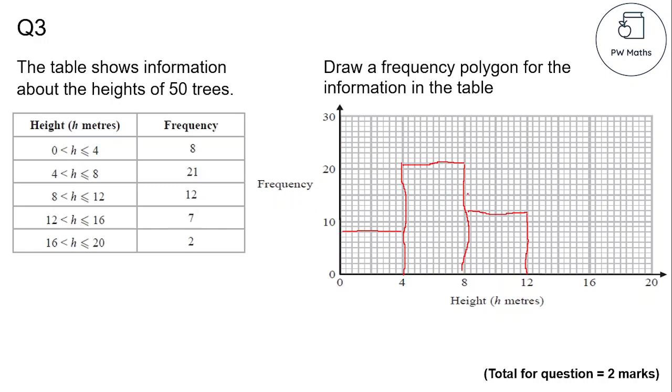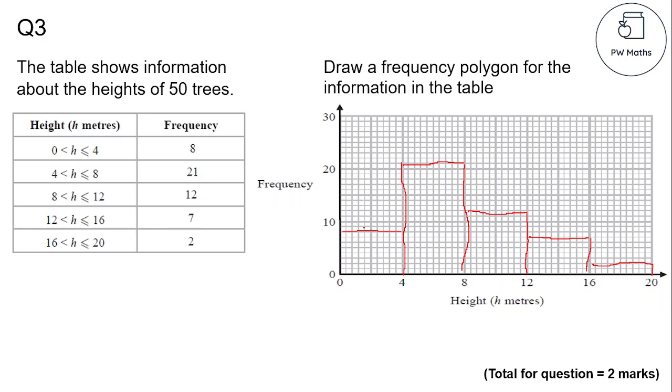Between 12 and 16 it goes up to 7. 1, 2, 3, 4, 5, 6, 7, and yes, if you plot it at 8 they will take a mark off you. And the last one from 16 to 20 goes up to 2. That technically is not getting any marks, because you're not supposed to draw the bar chart, but you can.